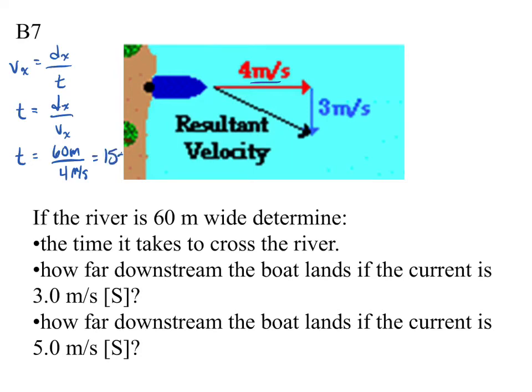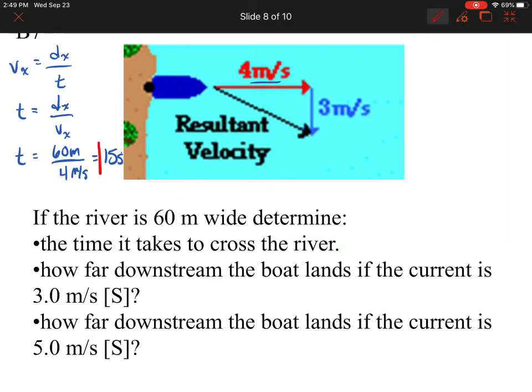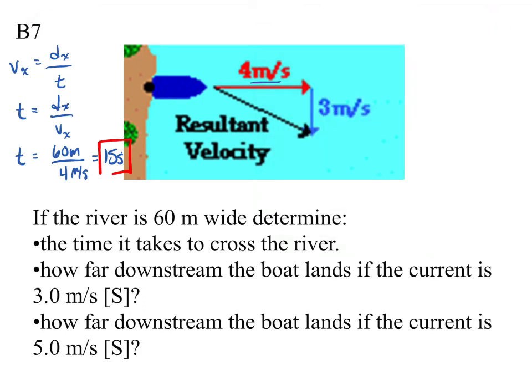And I get a time of 15 seconds. So there we go. There's the time it takes to cross the river. And again, as long as I use the parallel directions, then you get the correct answer. How far downstream does the boat land if the current is 3 meters per second? So here, my current is 3 meters per second, so I want to know how far down here it is landing. Again, it's a constant velocity. The current's going constant, the speed of the boat is constant, so I just use v equals d over t.